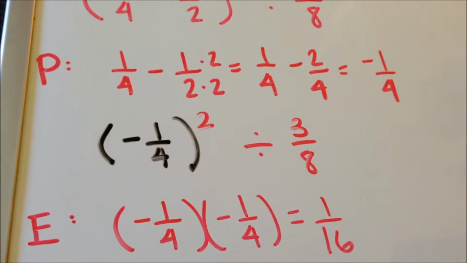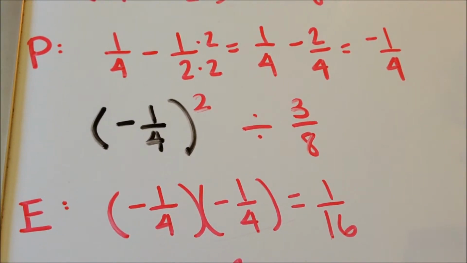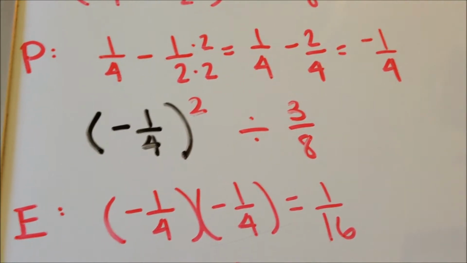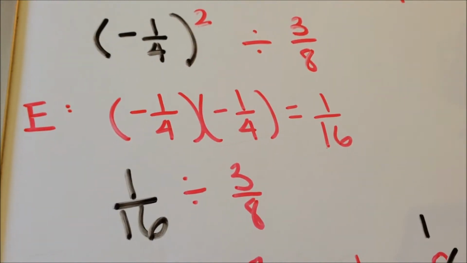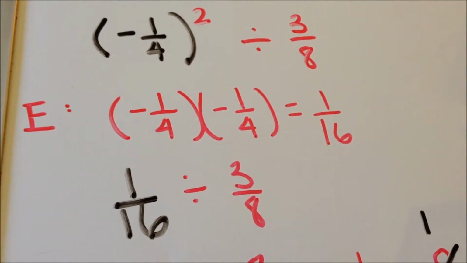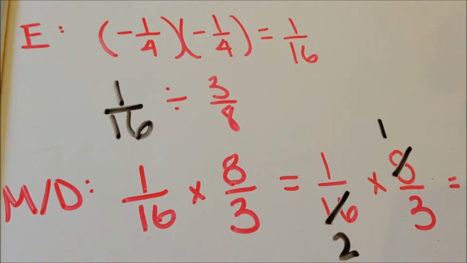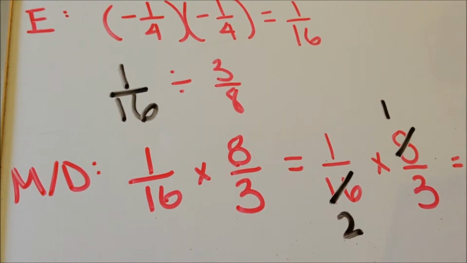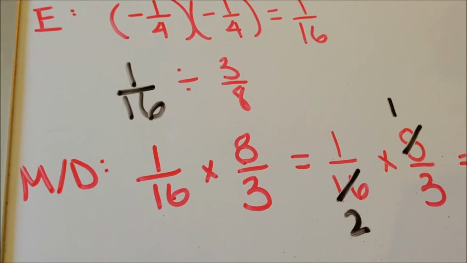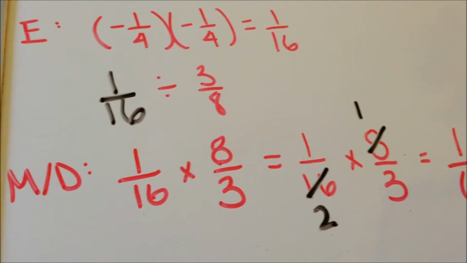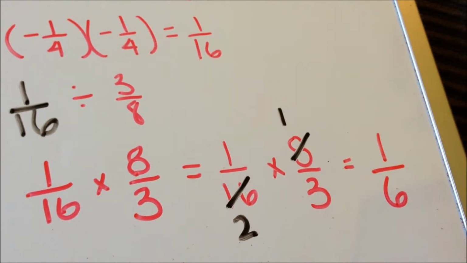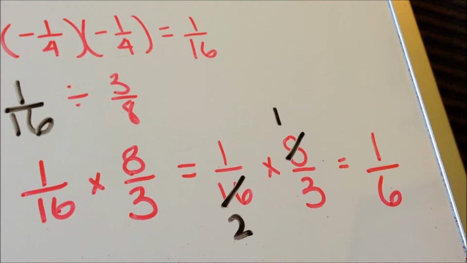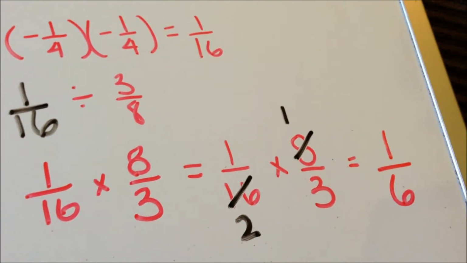Next step, do we have any exponents? Yes, we have negative 1/4 squared. So negative 1/4 times negative 1/4 gives us positive 1/16. So at this point, we have 1/16 divided by 3/8. Next step, do we have any multiplication or division? We have a division. We're going to change it into multiplication by taking the reciprocal of 3/8. So we have 1/16 times 8/3. We can cross reduce 8 over 16. It becomes 1/2. So our final answer is 1 times 1 over 2 times 3. So 1/6. That is our final answer.